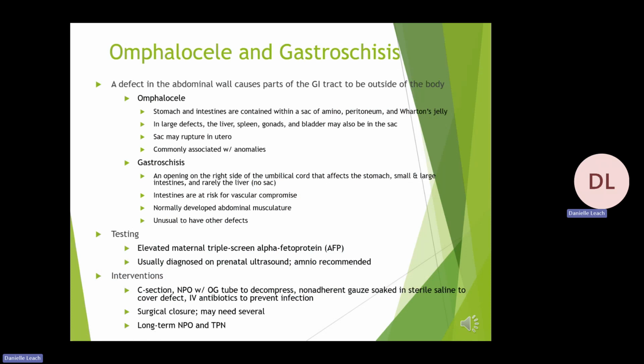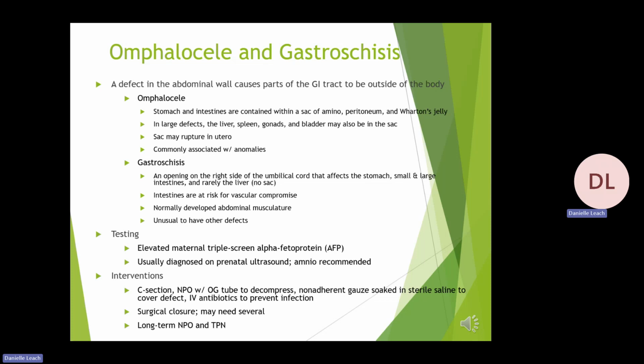Omphalocele and gastroschisis. Both of these disorders are defects in the abdominal wall that cause part of the GI tract to be outside of the body. These are very similar yet different. An omphalocele is where the stomach and intestines are contained within a sac. The sac is made of amnion, peritoneum, and Wharton's jelly, which is part of the umbilical cord. So everything that's outside of the body is still outside of the body, but it's in this sac.